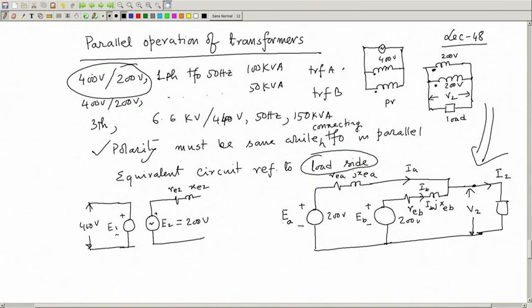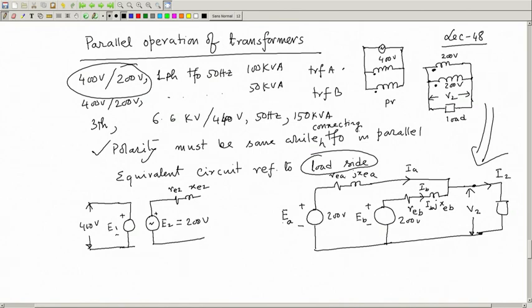Of course, before paralleling, we must ensure that the voltage ratings are the same, primary voltage and secondary voltage. Then only you can parallel, otherwise not. Similarly, the secondary coil voltages of transformer A and transformer B are connected in parallel, and that will be used to supply the load.